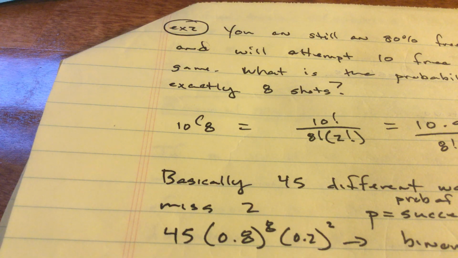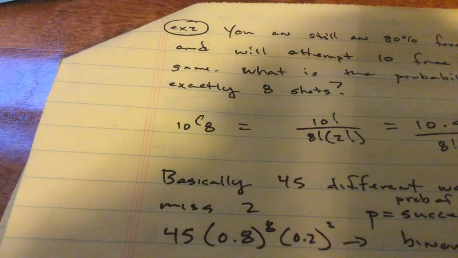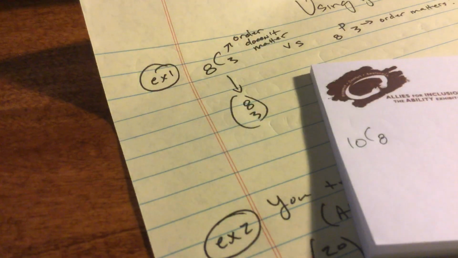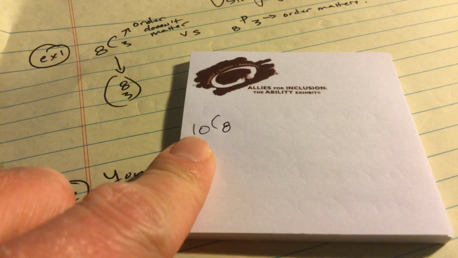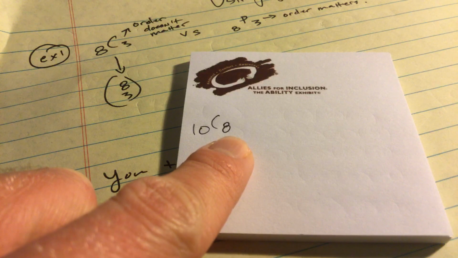So here's what I want us to do. I want us to figure out how to type that in our calculator. On this one, 10C8. All right, 10 choose 8. That's what that means. And you're going to have to know how to say that correctly to me. 10 choose 8. From the 10 free throws, I want to make exactly 8 of them.